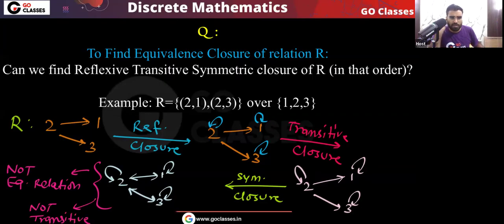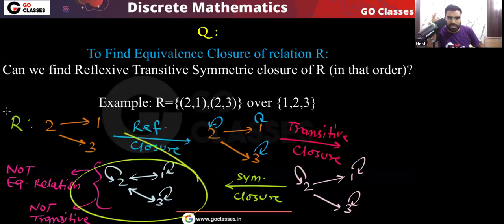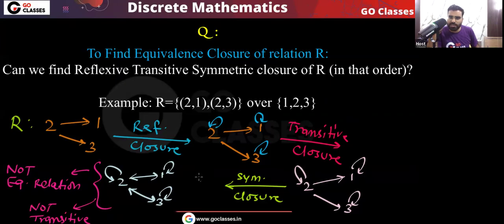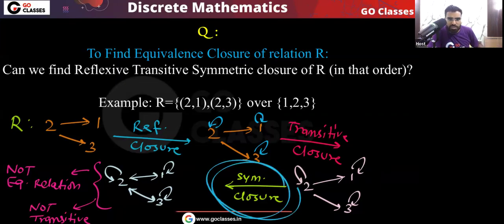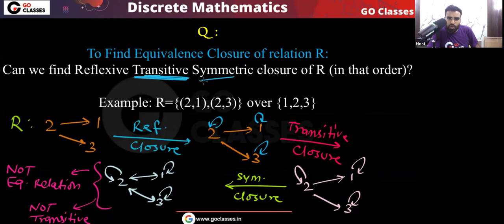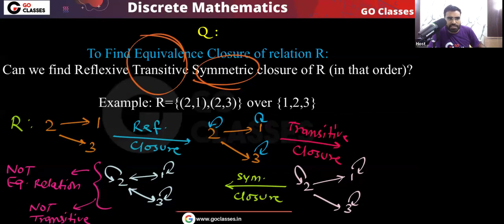Is this clear? Okay. Now you might be thinking, we already found transitive closure. Then how is it possible that this final result is not transitive? So let me tell you, when you found transitive closure, this result is transitive. But after that, you found symmetric closure, and symmetric closure can disturb the transitivity. They interfere with each other.